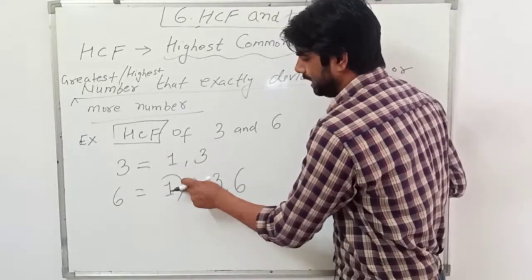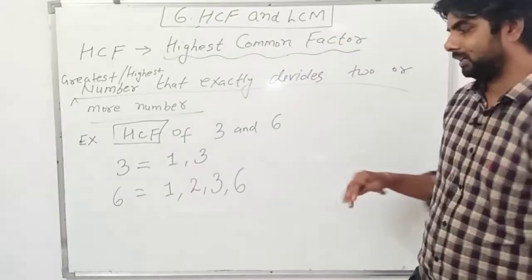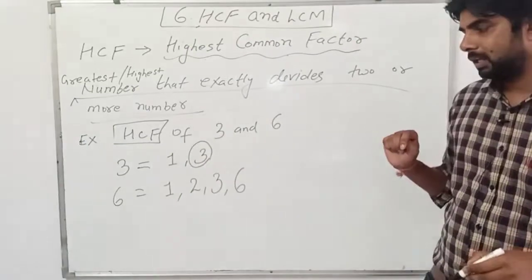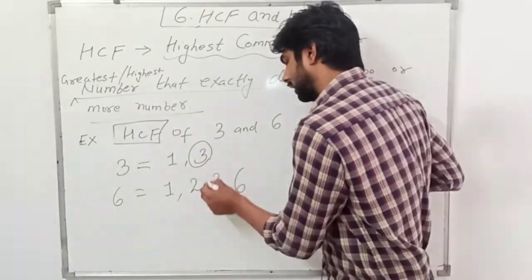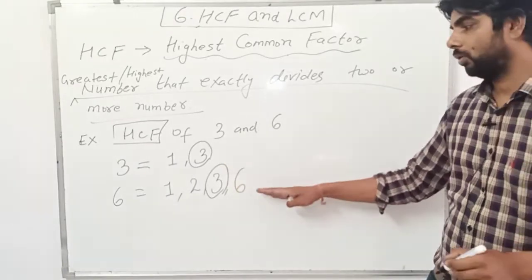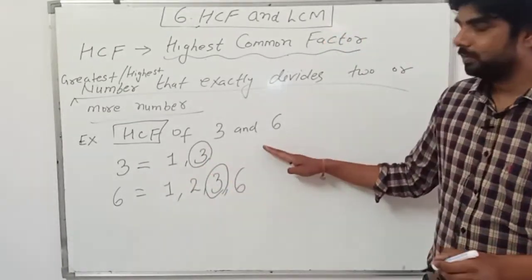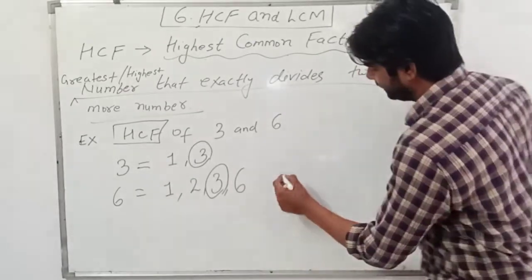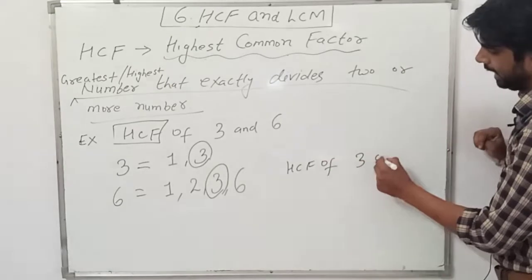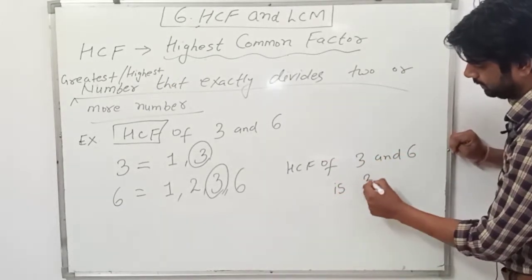So we have to find some common number which is highest and in both the factors. So here you can see that 3 is in the factors of 3 and 3 is also in the factors of 6, and it is the highest number, or it is the greatest number in both the factors. So HCF of 3 and 6 is 3.